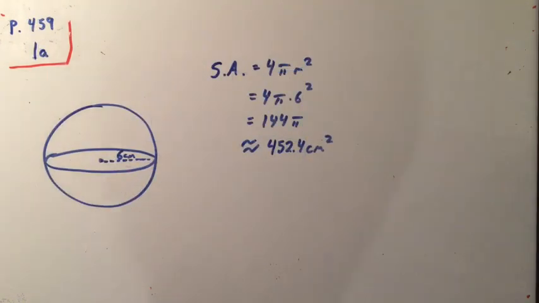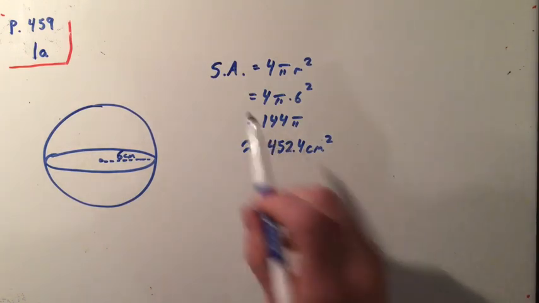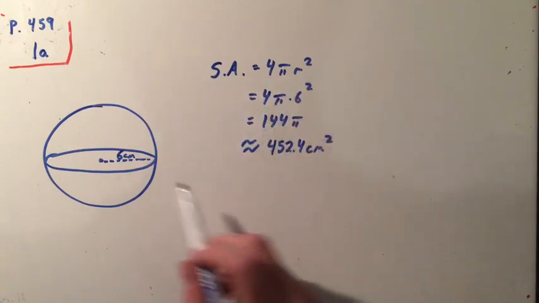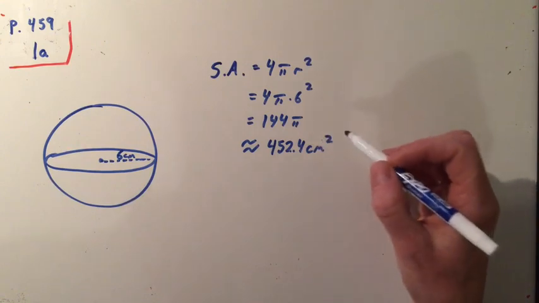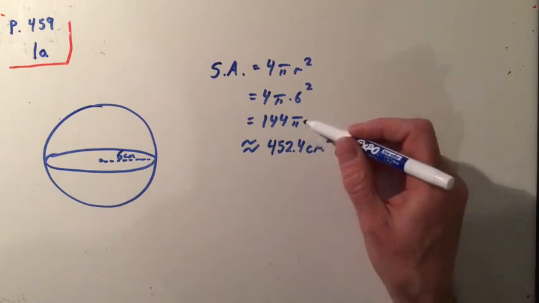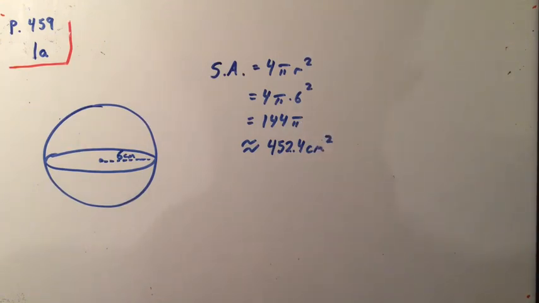Okay, page 459. Now we're talking about spheres. Spheres are really great because you only have one variable that you ever have to worry about, and that's the radius. So for surface area of a sphere, it's going to be 4 pi r squared, and they tell us the radius is 6 centimeters. So we just put 6 in for r. That gives us exactly 144 pi, which is approximately 452.4 square centimeters of surface area.